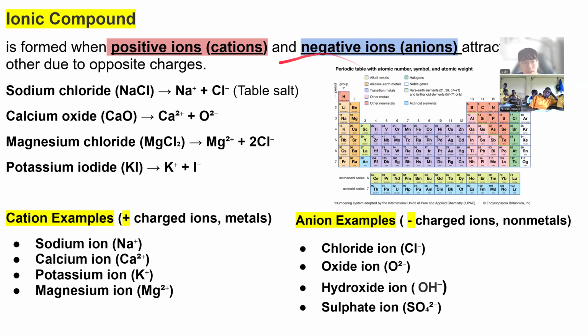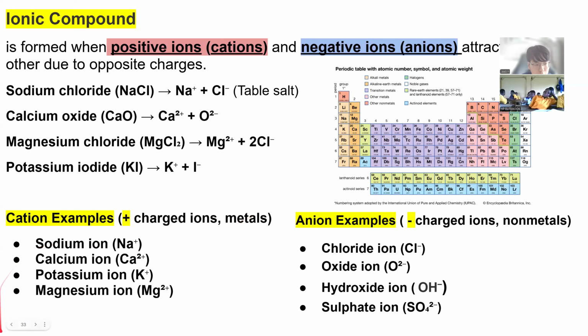So we have seen sodium and chloride, NaCl, and calcium and oxygen, CaO, which is called calcium oxide. We have also seen magnesium, Mg, which has a 2+ charge, and chloride, which has a -1 charge. We need 2 chloride, so we multiply this by 2. So we have MgCl2. We can also have potassium and iodide combining to form the ionic compound potassium iodide, just K+ and I-.